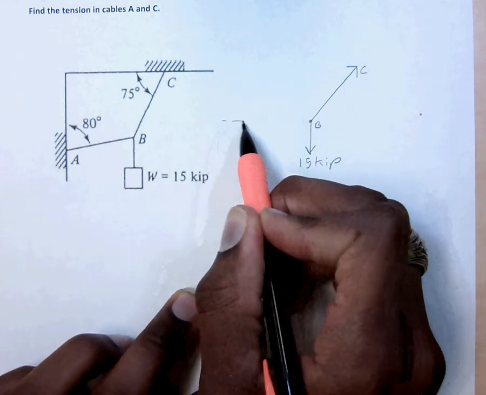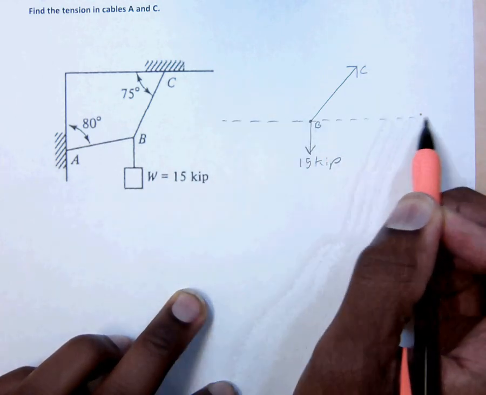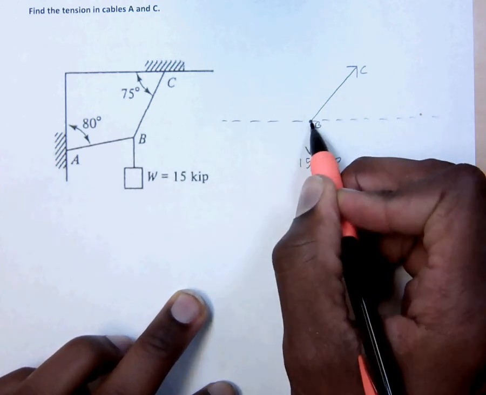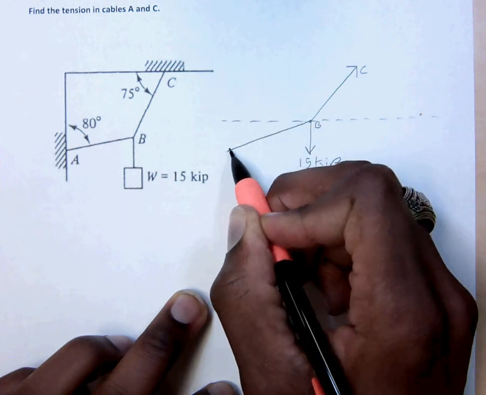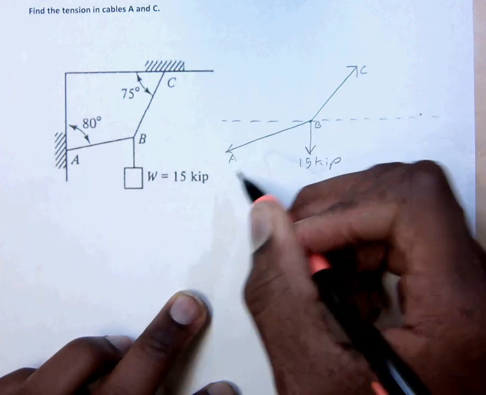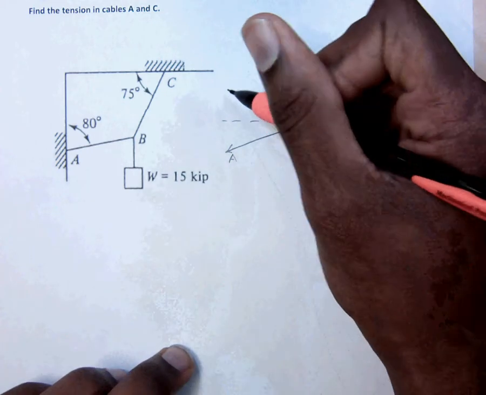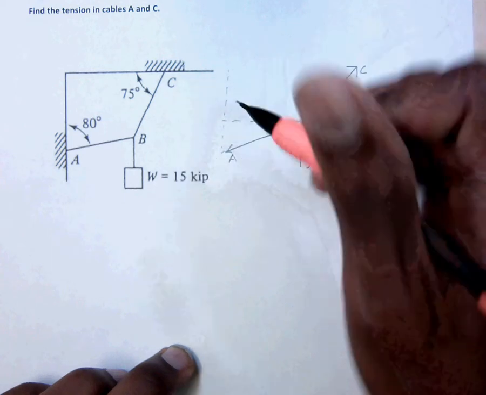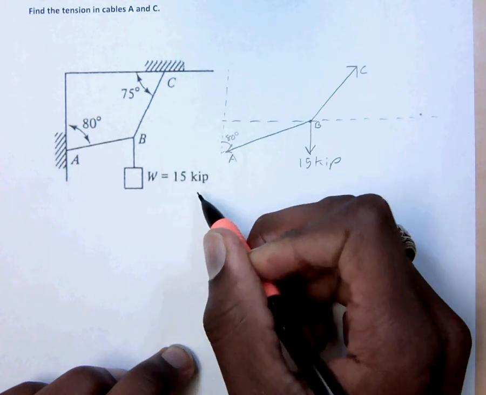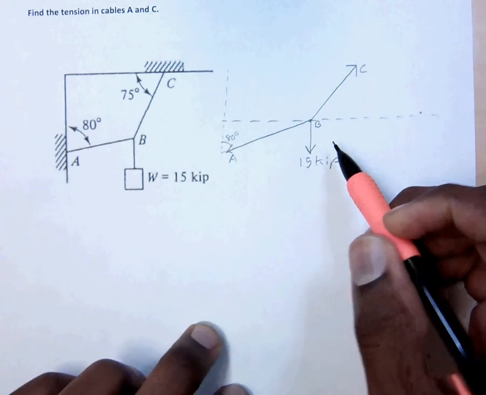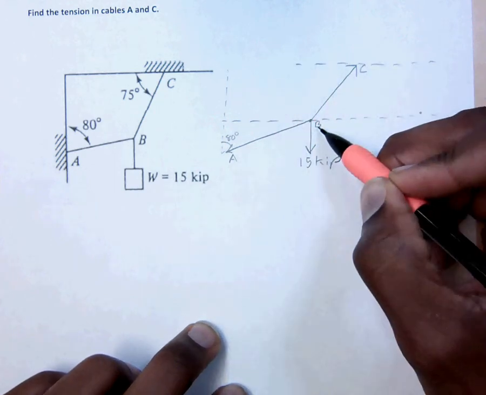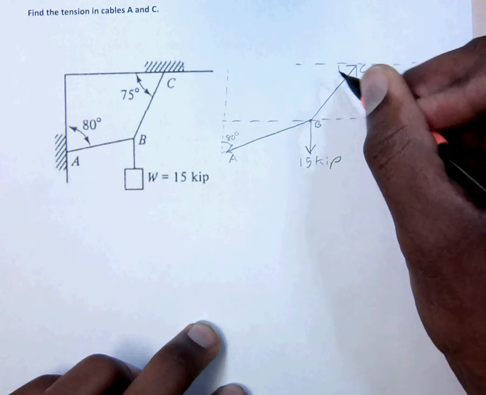I'm also going to draw a dotted line representing the horizontal here. We also have a force coming down this way, and that is segment AB, or cable AB, and that makes an 80-degree angle with the vertical. We also know that from the horizontal up here, this force or tension from B to C makes 75 degrees.